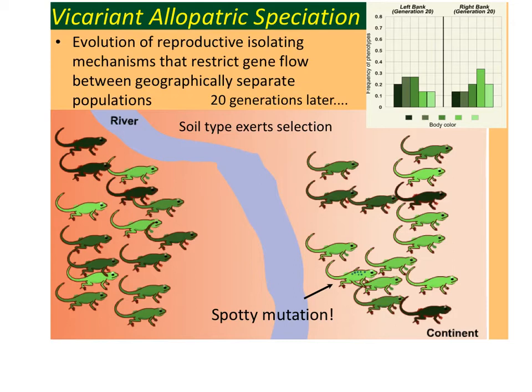Now, there's also different soil types. We'll say on the right-hand side, it's drier. On the left-hand side, it's wetter. Okay? And certain morphs do better in each location. So darker morphs are more common on the left bank, and lighter morphs are more common on the right. And in the right bank, there's a new mutation. It's a spotty mutation. So they've actually got now a spotty mutation. Okay, that's shown up. That's a little bit too big.